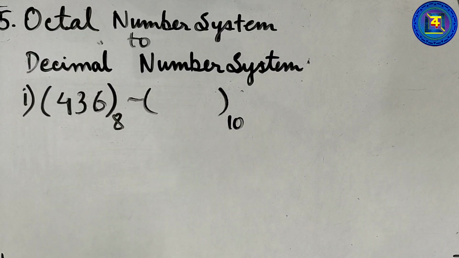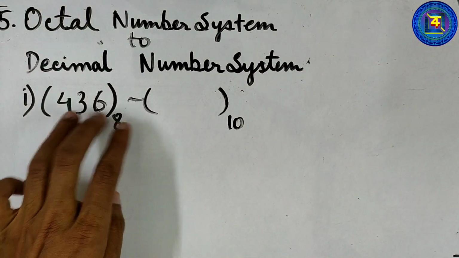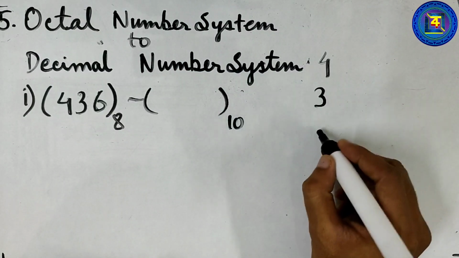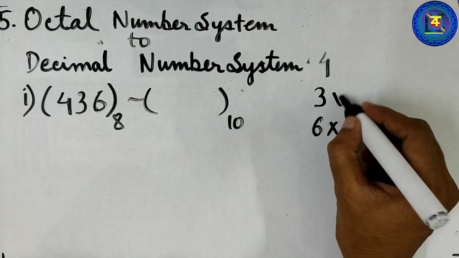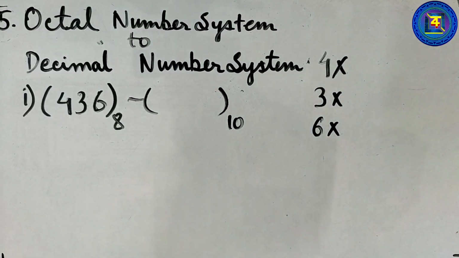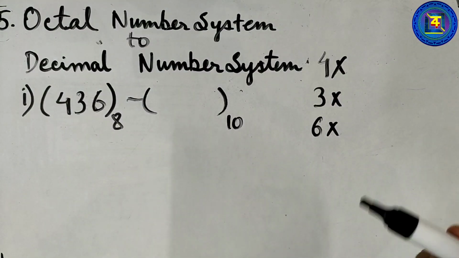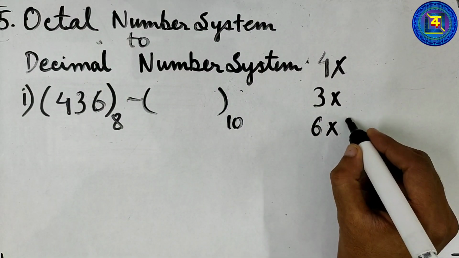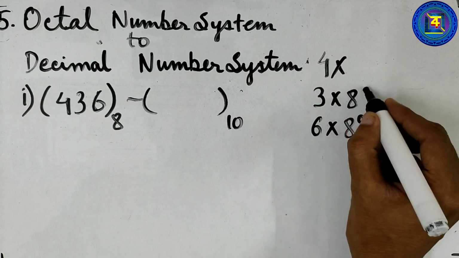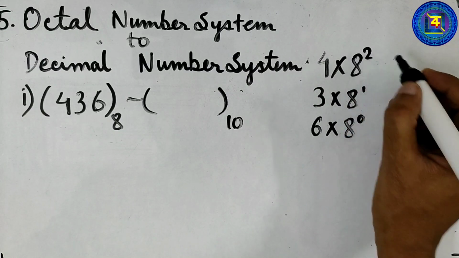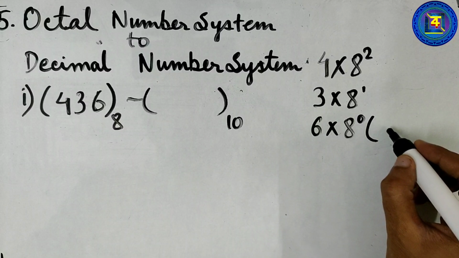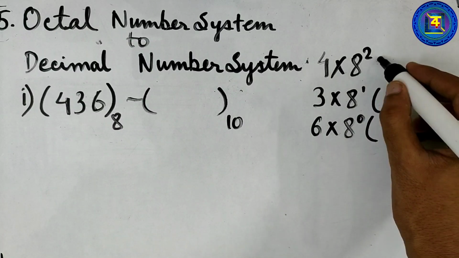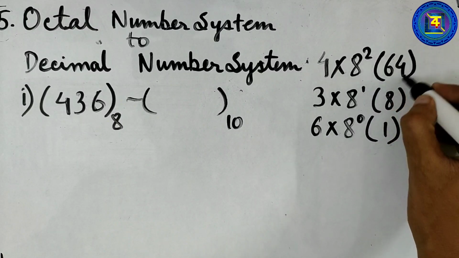What is the process? So similarly, again horizontal to vertical. So we'll note it down, 436, and then it will be multiplied into what? Previously we did it in binary, which had a base of 2, so 2 to the power 0. Now we are coming from octal, so it will be 8 to the power 0, 8 to the power 1 and 8 to the power 2. So 8 to the power 0 is equal to 1, 8 to the power 1 is equal to 8, and 8 to the power 2 is equal to 64.